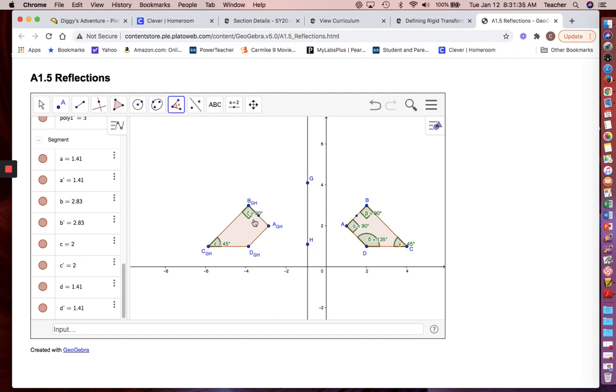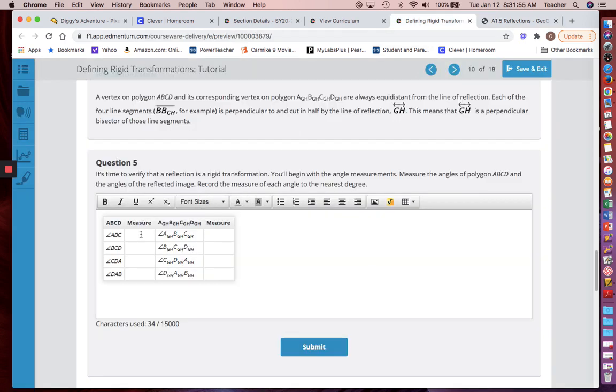C, B, A, 90. So my new B is also 90, like my old B. B, A, D, also 90. So my A's match up. Last one, A, D, C. Looking for a 135, and I get a 135. So I'm just going to put those into my answer box. Remember, it's the angle in the middle. That's your vertex, the one you're actually talking about.